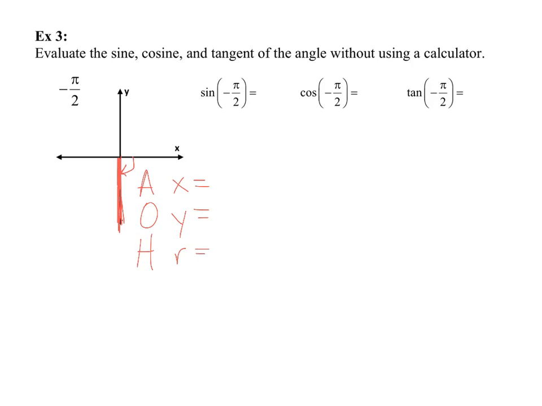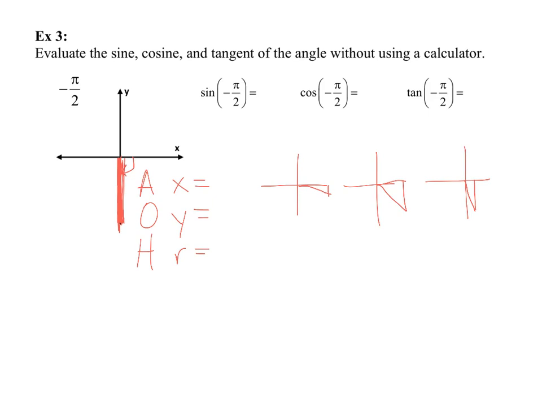Okay. Now I'm going to give you a couple diagrams to help you see why the x, y, and r values are what they are. Okay, so here I'm rotating. There's my triangle. Here I'm rotating. There's my triangle. Here I'm rotating, and there's my triangle. And then I eventually continue rotating and I end up on the negative portion of the y-axis.